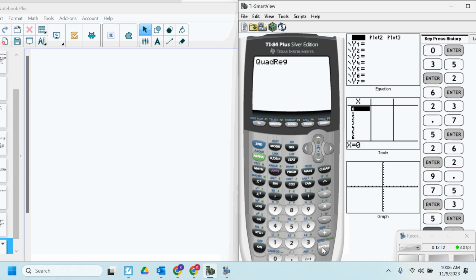My calculator is not updated, so you might see on yours that you have X list L1, Y list L2. That means, are your X's in list 1? Yes. Are your Y's in list 2? Yes. So scroll down until you see calculate, highlight over calculate, and hit enter. Now your screen should look like mine. So hit enter.